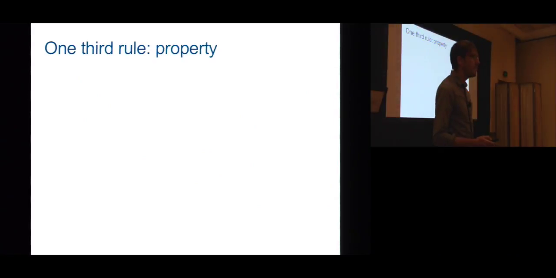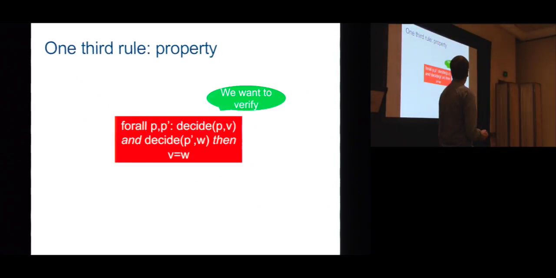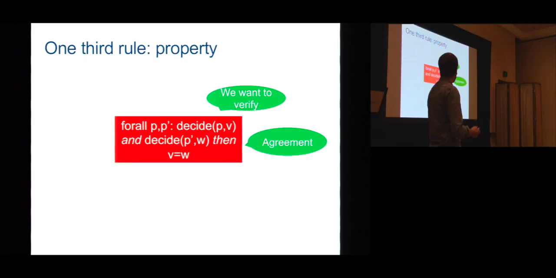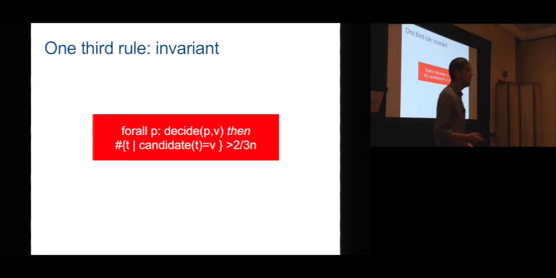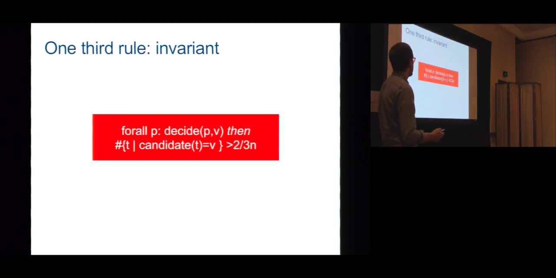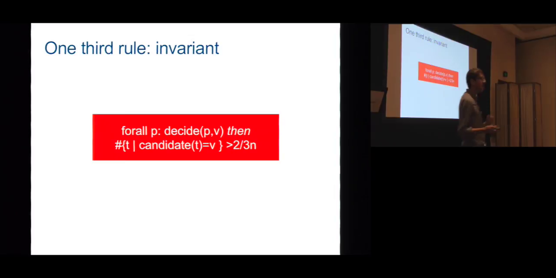Okay. So now, what do we want to verify about this protocol? We want to verify a property called agreement: for any P and P prime, if P decides on a value V, and P prime decides on a value W, then actually they must have decided on the same value. The invariant that you need in order to prove this is: for all P, if P decides on a value V, then more than 2/3 of the nodes have a candidate value that is also that particular V.